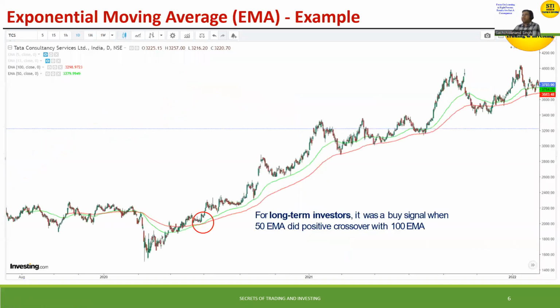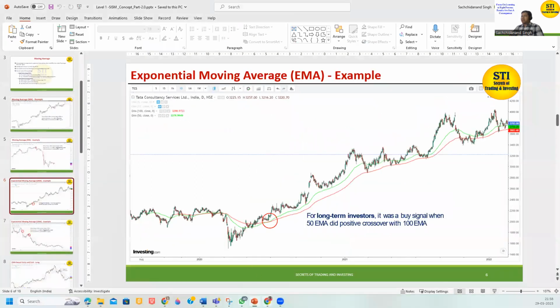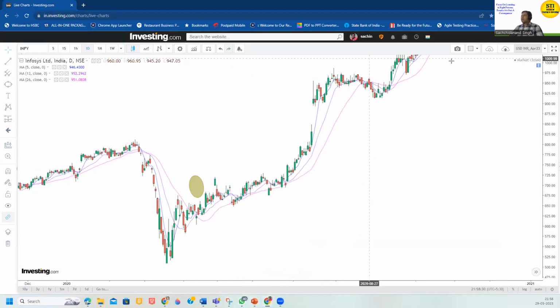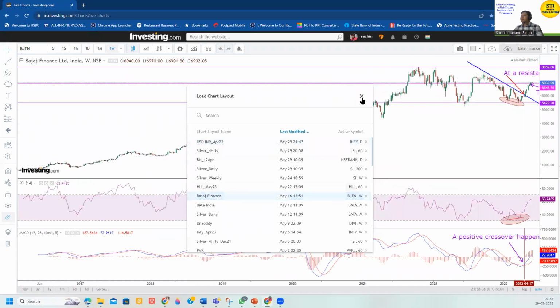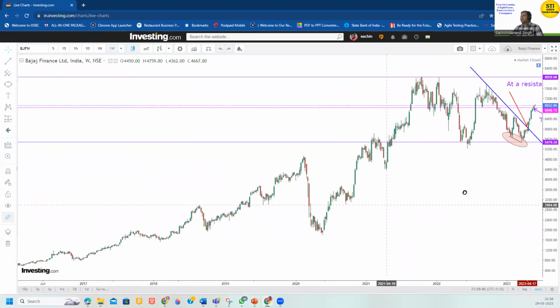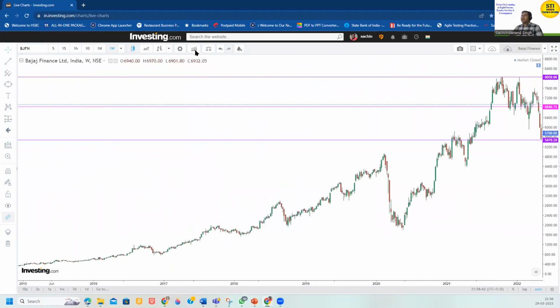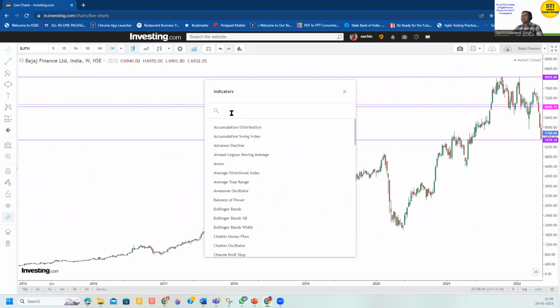Next one is the exponential moving average. It is similar, the same thing, only some calculations are different inside, and how to add them in the chart. Maybe if I select any other, let's say Bajaj Finance, I will go to the same indicators and add EMA.